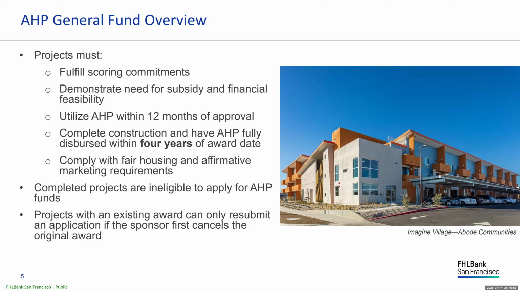Projects that are already complete, as in those with a temporary or final certificate of occupancy or notice of completion at the time of the application deadline, are ineligible to apply for AHP. For projects that already have an existing AHP award that need additional funds, you can only resubmit an application to request additional funding if you first canceled the original award.